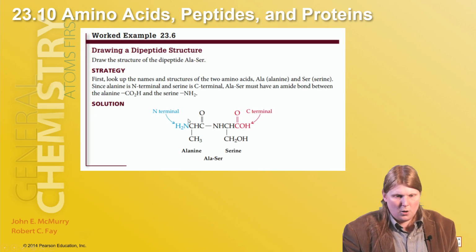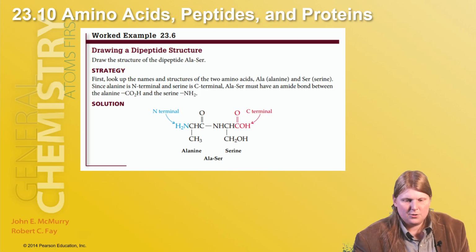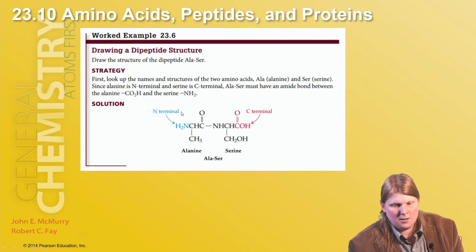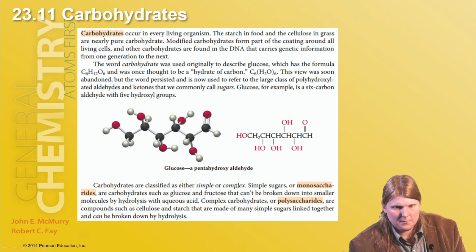So they want us to draw the dipeptide Ala-Ser. So I look up alanine and serine, and I just bond them together where they put the Ala first where the N terminus is, and the C terminus. And this is just by convention, the way humans decided to label the directions. But this is the basic idea. It's pretty simple in that sense.